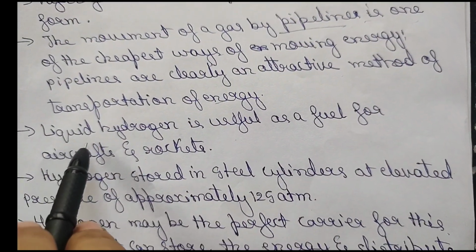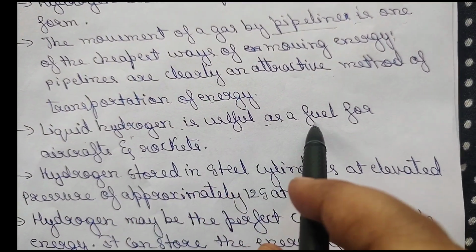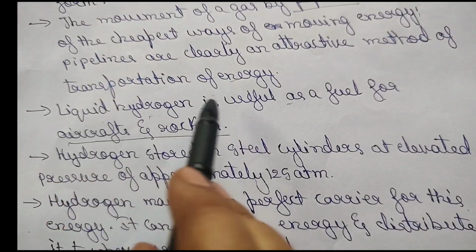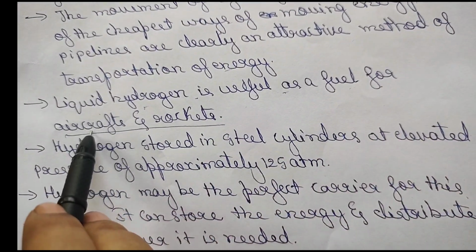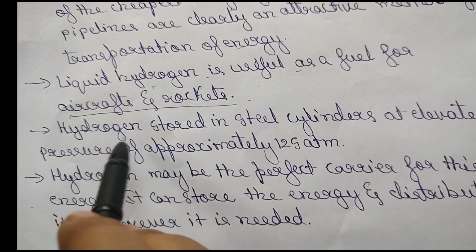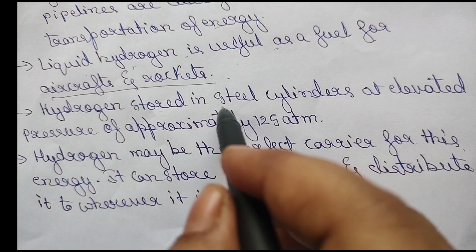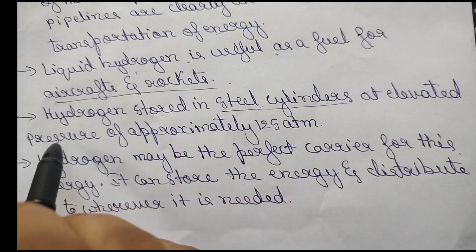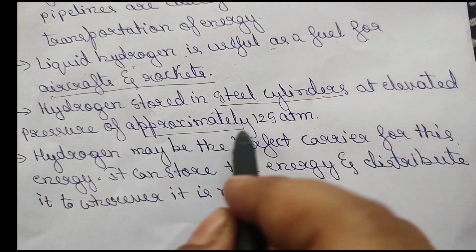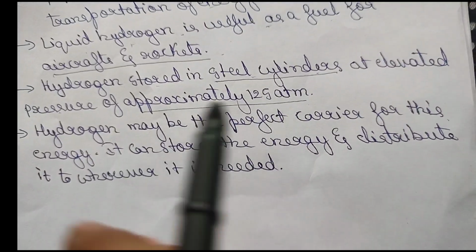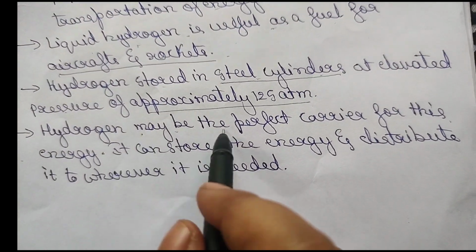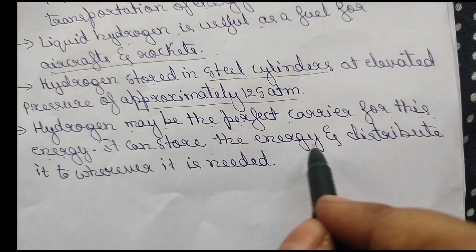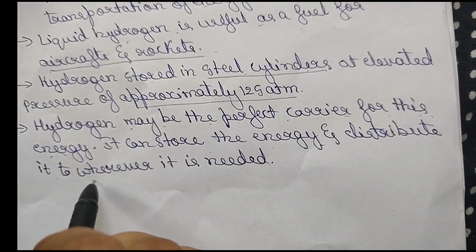Liquid hydrogen is useful as a fuel for aircraft and rockets. Hydrogen is stored in steel cylinders at elevated pressure of approximately 125 atmospheres. Hydrogen may be the perfect carrier for this energy. It can store the energy and distribute it wherever it is needed.